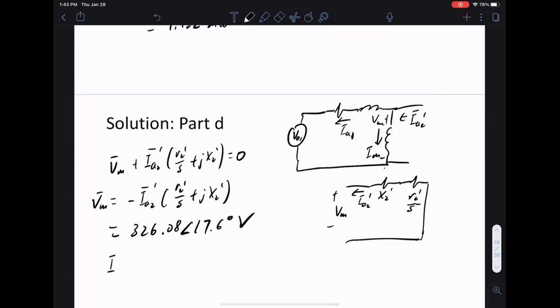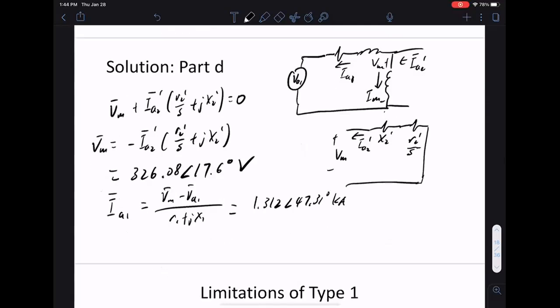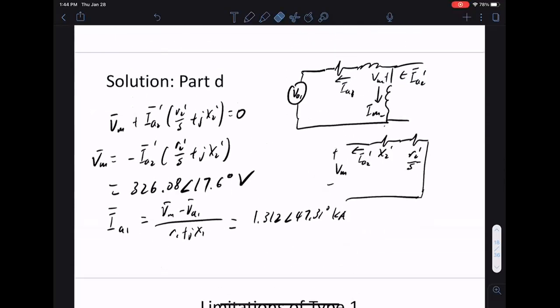Right, so the current divides as IA1. That's really Vm minus Va1 over R1 plus JX1, plugging all the numbers, 1.32 angle 47.31 kiloamps. And then if you look at the output power, this is the air gap power minus 3 R1 IA1 squared. Plugging all the numbers, what we get is 1.085 megawatt.